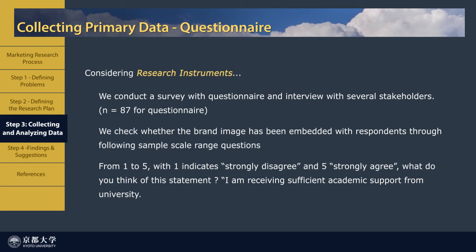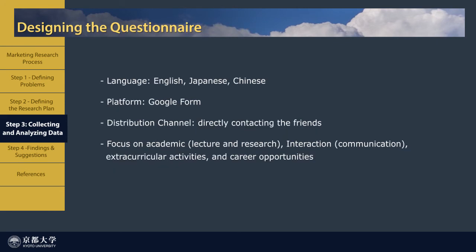Therefore, we designed a questionnaire to obtain primary data from our students and academic staff in Kyoto University, whether through interview or questionnaire filling. Questions in the questionnaire involve a rating scale from 1 to 5 about several statements in the previously mentioned 4 aspects. We aim to gather as much data as possible in this project.